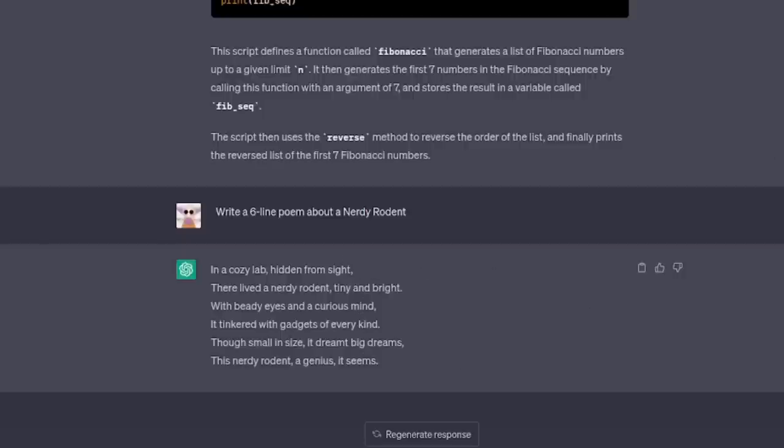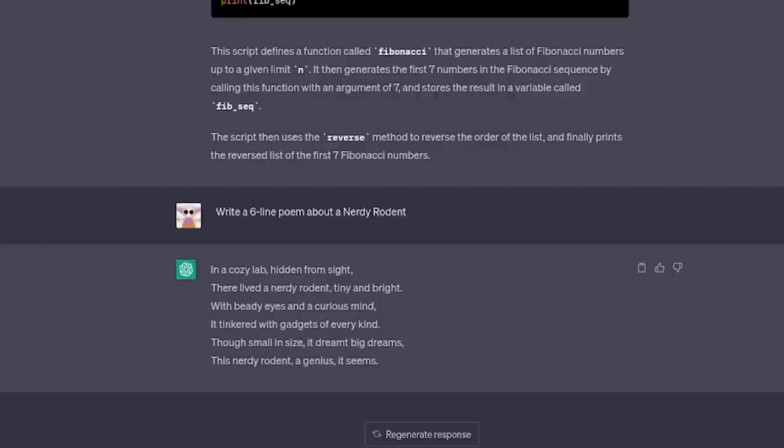ChatGPT can count. In a cozy lab hidden from sight, there lived a nerdy rodent, tiny and bright, with beady eyes and a curious mind. It tinkered with gadgets of every kind. Though small in size, it dreamt big dreams. This nerdy rodent, a genius, it seems.